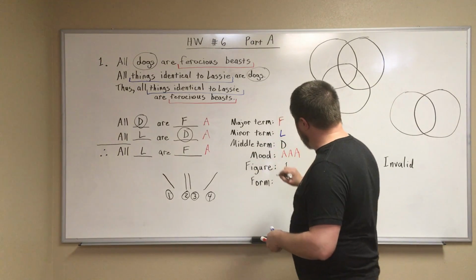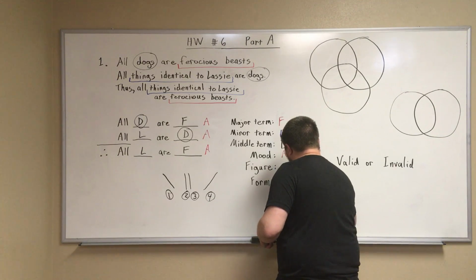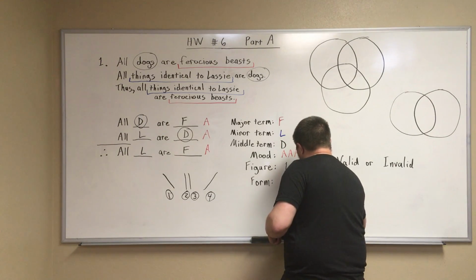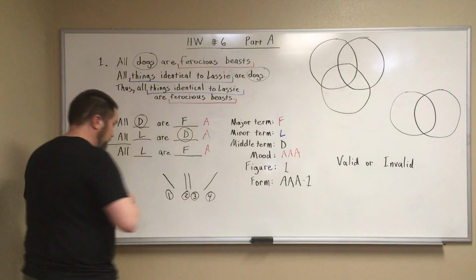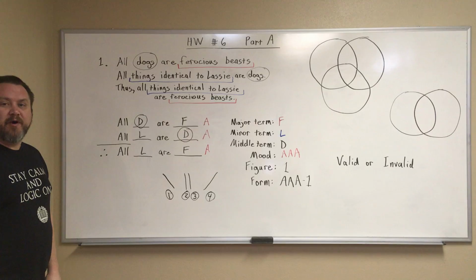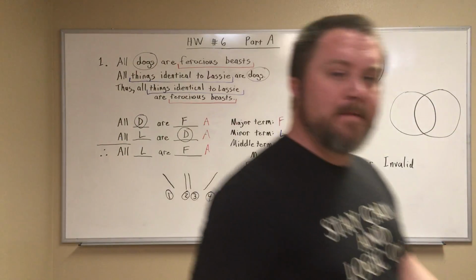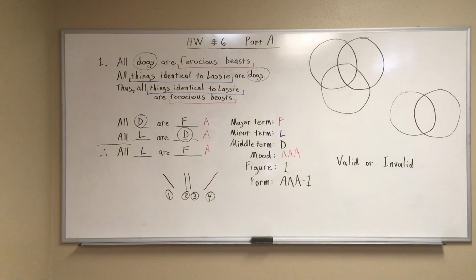So you take the mood and the figure, and that completes the form, which is AAA1. This is one of the most common and easiest forms. First Barbara, we call it. So in the second video, I will go over the Venn diagrams and testing for validity.